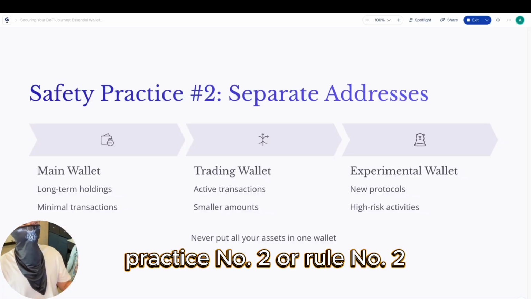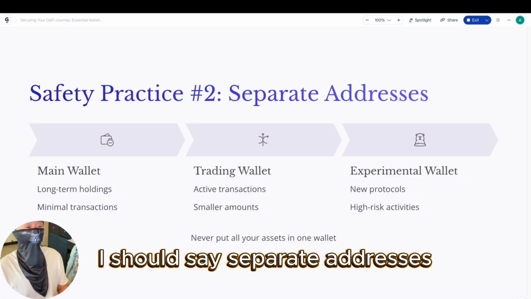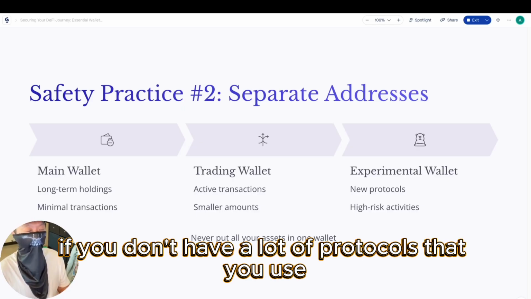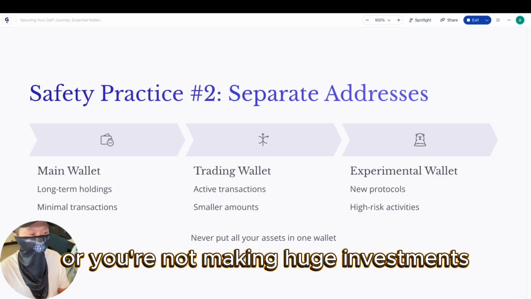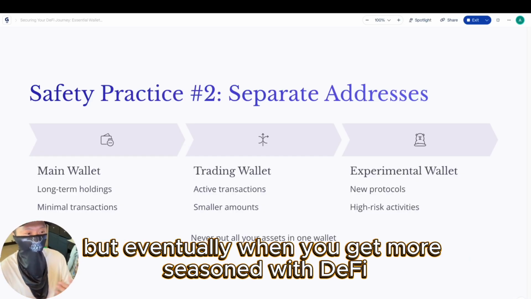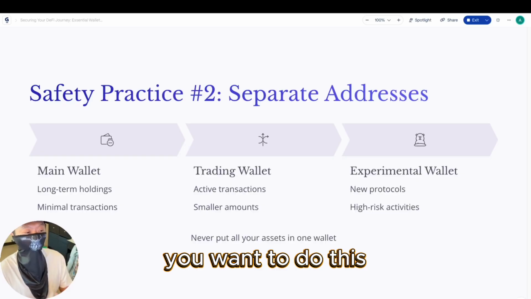Practice number 2, or rule number 2, I should say: separate addresses. I know that this might not make sense for some of you, especially in the beginning, if you don't have a lot of protocols that you use or you're not making huge investments, you don't want to go through the hassle. But eventually, when you get more seasoned with DeFi, you want to do this.